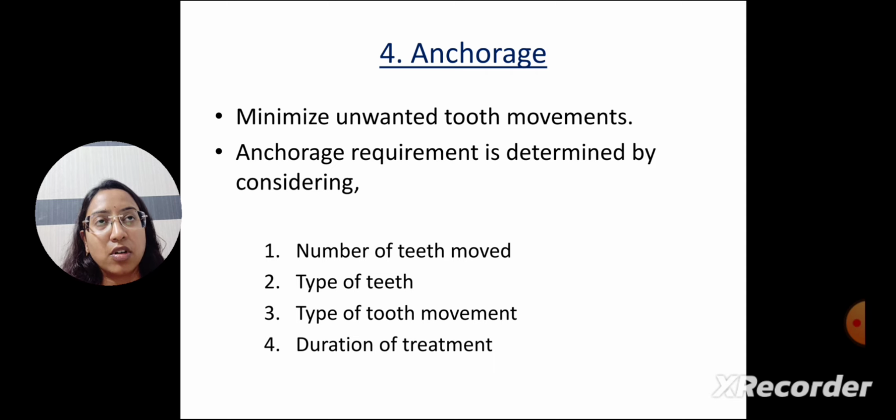Then again, type of teeth. For long roots such as canines or multi-rooted teeth like molars, they need more support or anchorage for their tooth movement. And also the type of tooth movement. Generally, tipping type of tooth movement will not require much anchorage, whereas bodily tooth movement will place more strain on the anchor teeth. So therefore, we have to hold the anchorage or provide more teeth to the anchorage unit. Again, duration of treatment. Greater the duration of treatment, there is more strain acting on the anchor tooth. So again, here we have to augment the anchorage.